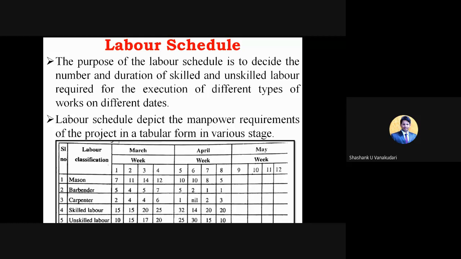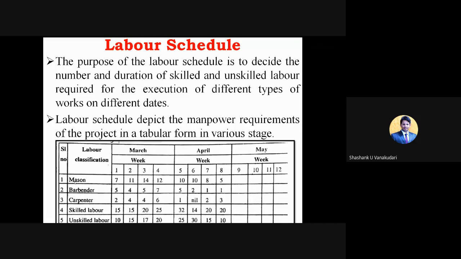Here you can see the example, that is the labor schedule, which depicts the manpower requirements of the project in a tabular form in various stages. You can see the different labor classifications, that is mason, bar bender, carpenter, skilled laborers and unskilled laborers. These labor classifications you will be studying in detail, but just remember them for the purpose of the example. The total durations are given with respect to months: March, April, May. Again, March is divided into 4 weeks: week 1, week 2, week 3, week 4.